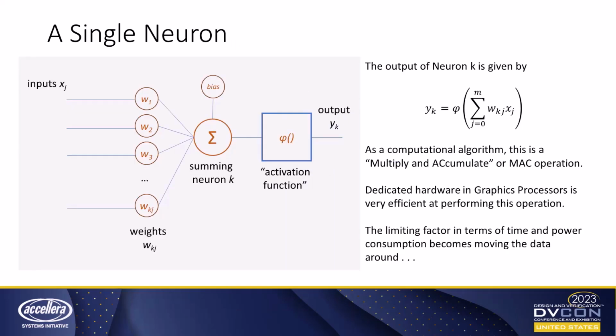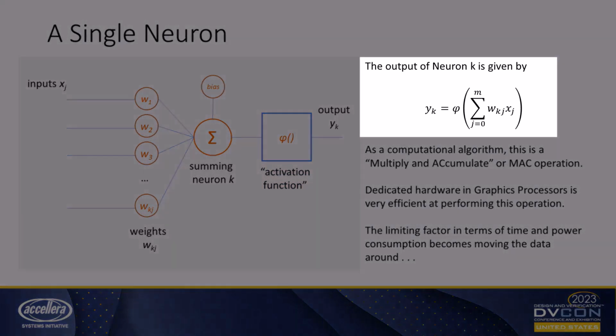Focusing in on a single neuron, here our inputs are going to be x sub j's, and they're going to be multiplied by these weights, which are weight kj, k being the index of the neuron in a particular layer, and then all of those multiplications get summed in the neuron, and often there's a bias applied as well. And finally, the output of the neuron gets passed through what's called an activation function, which is some nonlinear function, much like a neuron in a nervous system has to pass a certain threshold before it will fire.